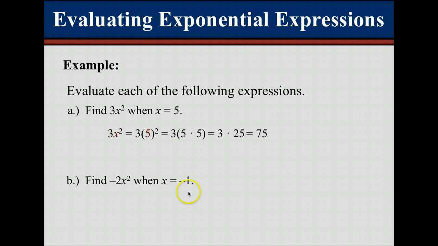This is where it's critical because we're evaluating when x is equal to negative 1. So by keeping your parentheses, you see that negative 1 is inside the grouping symbol. So negative 2 times negative 1 times negative 1. Negative times negative is positive. Now if you're just looking at your final answer, notice you've got an odd number of negatives, so you know your answer is going to be negative.